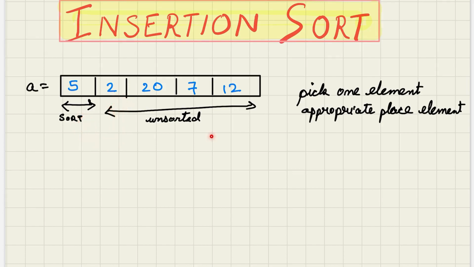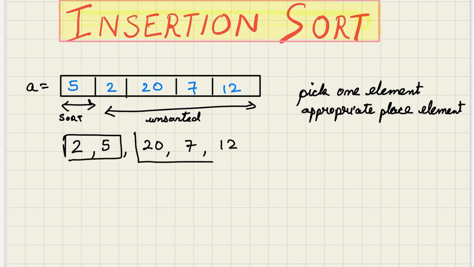So here you will see 2 is less than 5, right? So it should come before the 5. Then only it will become the sorted list. So in the first iteration, it will pick up the element 2 and put it before the number 5. So this will be our sorted list now, and this is still our unsorted list.